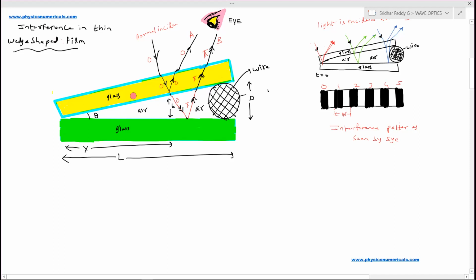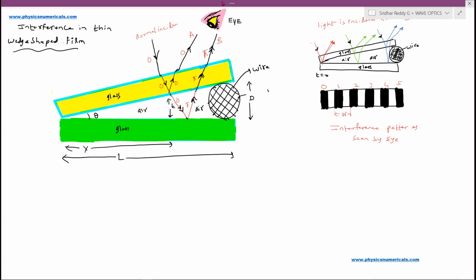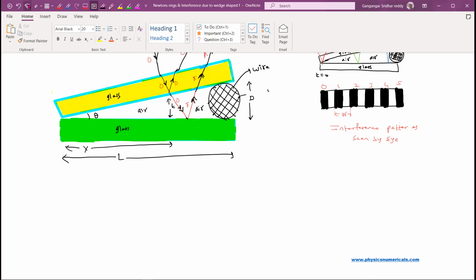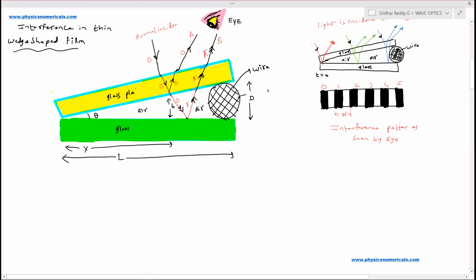These are not glass rods, they are glass plates. So the air film will be of this shape, and therefore it is called a wedge. I think in Newton's laws of motion we called them a wedge, no? So the air film will be in the form of a wedge.